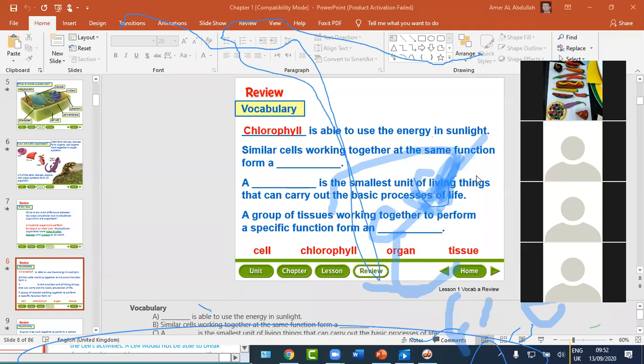What's your name? Kareem. Yes, Kareem. A cell is the smallest unit of living things that carries out the basic processes of life. Excellent. Khalid.